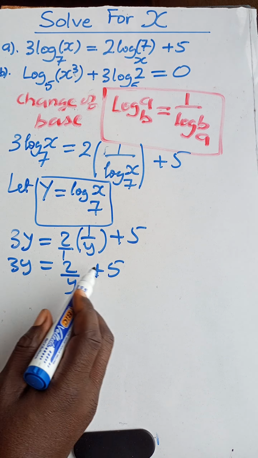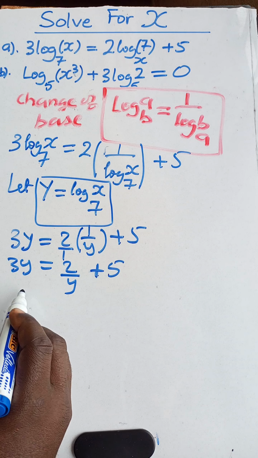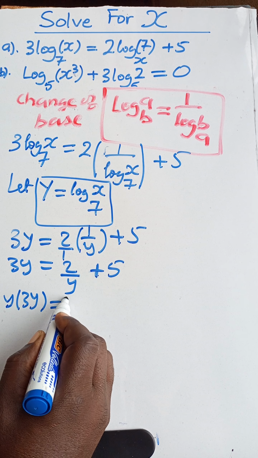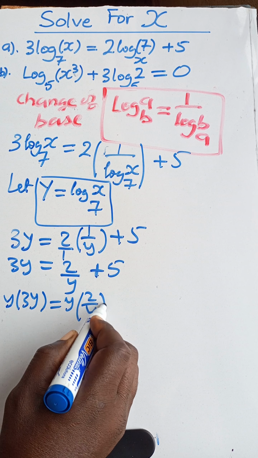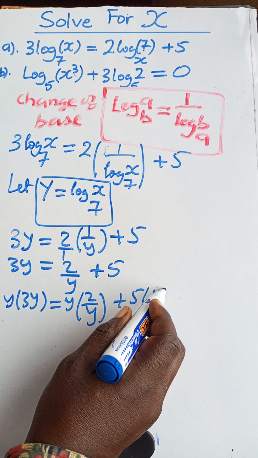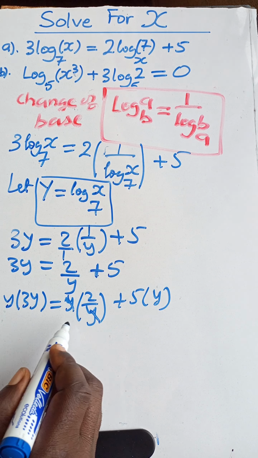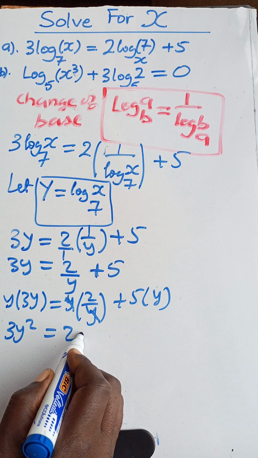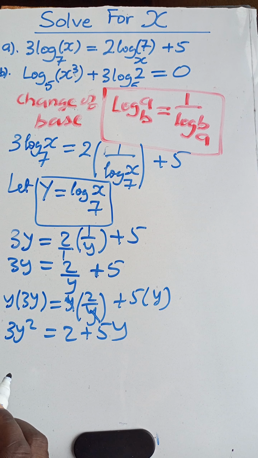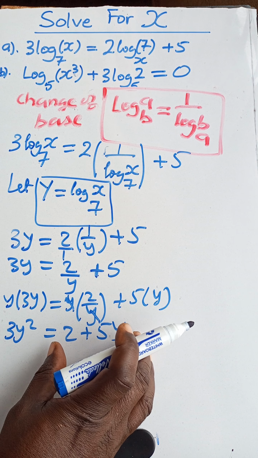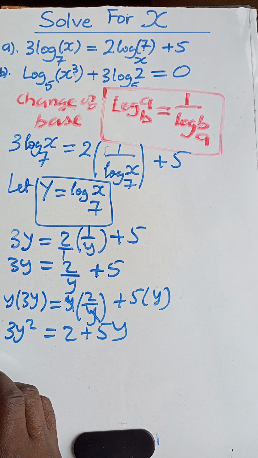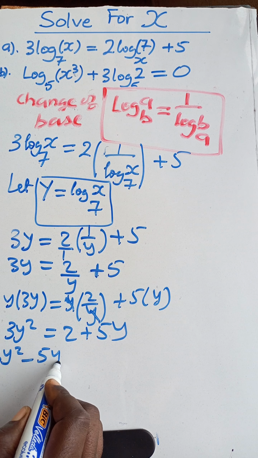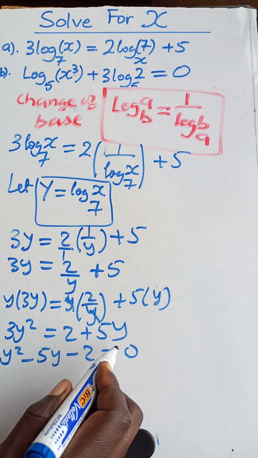All right. Now, if we multiply all through by y, we're going to do away with this denominator. We're going to have y into 3y is equal to y into 2 all over y plus 5 times y. So that this y cancels. We now have 3y squared is equal to 2 plus 5y. Okay, if we take everything that is on the right hand side to the left hand side, then we're going to obtain the quadratic equation 3y squared minus 5y minus 2 equals 0.